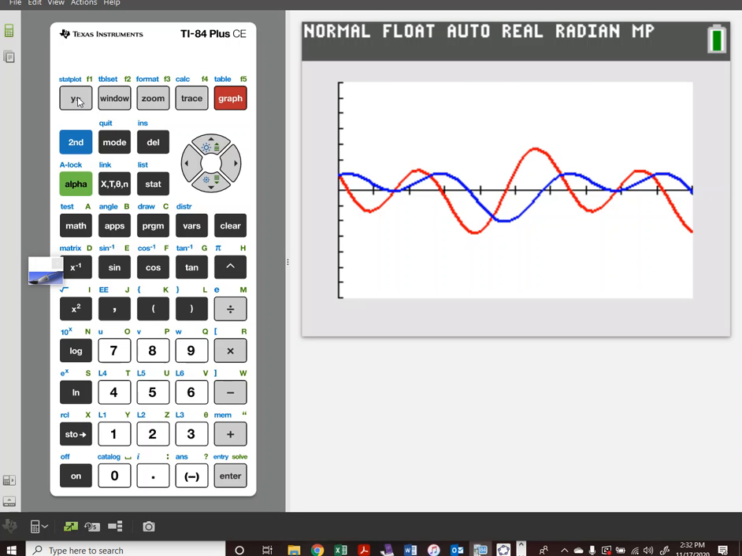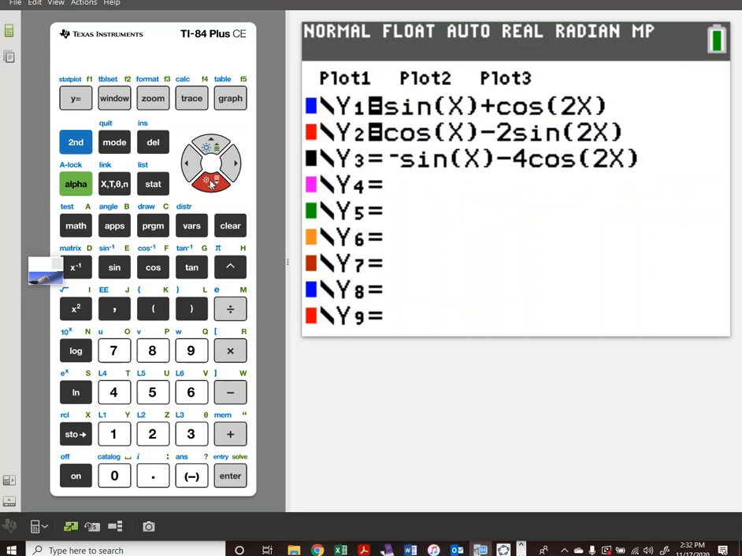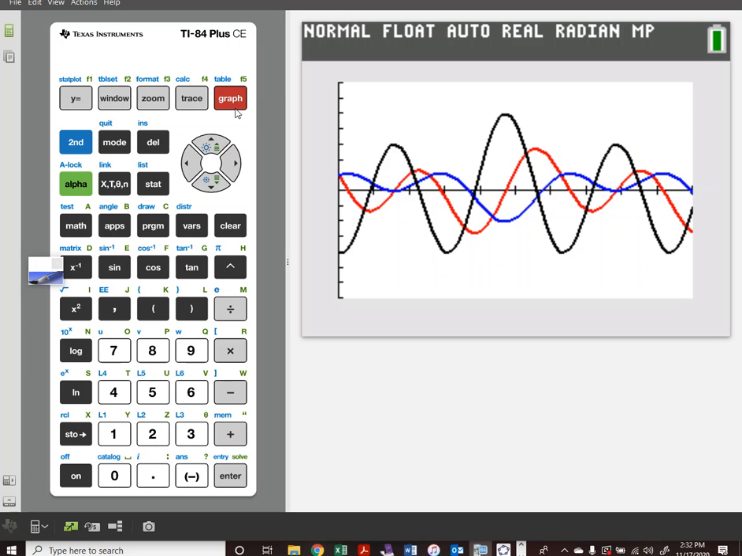If I want to graph all three, I'm going to go down to my third one, arrow over to the equal sign, and just hit enter there to turn it on. And by the way, that's the same way you turn it off, is just to enter on it again. But now all three are there, so it's going to graph the acceleration curve also. So now it's showing the position of the particle is the blue, the velocity graph is the red, and the acceleration is black.